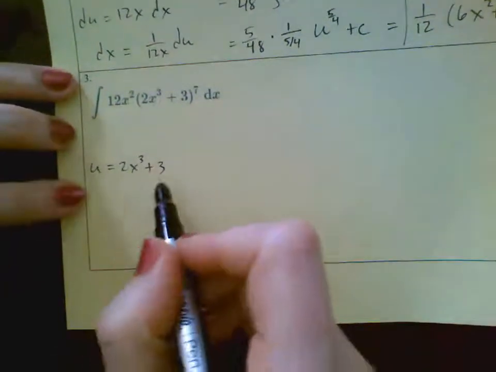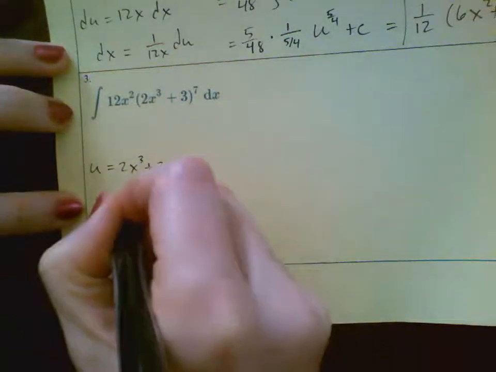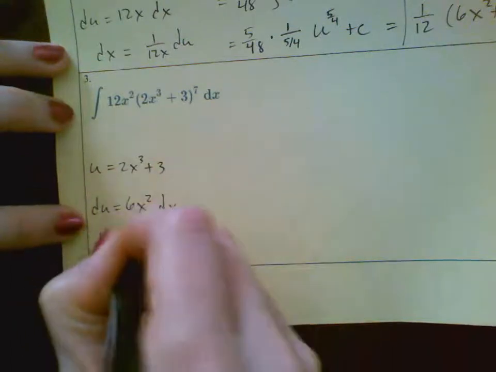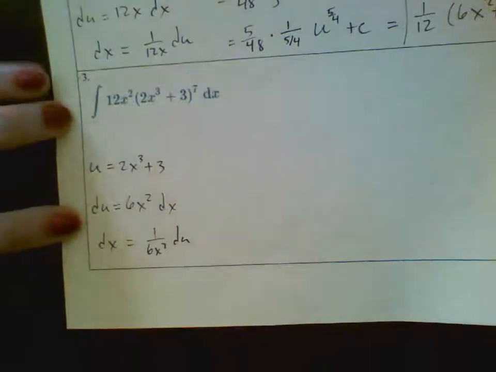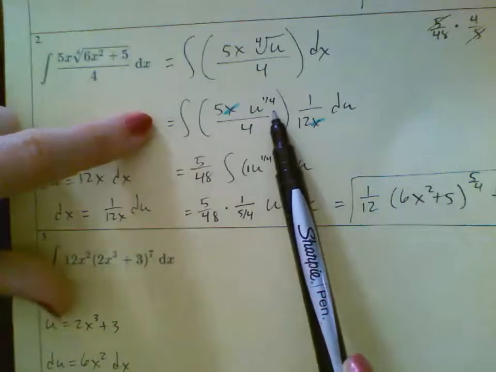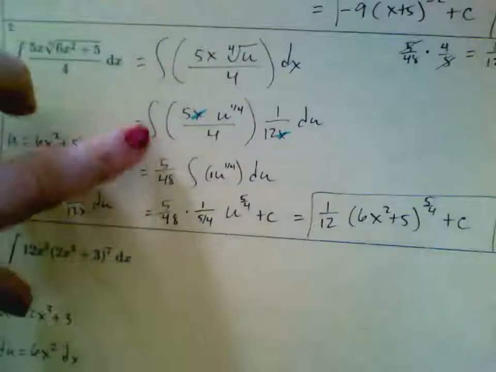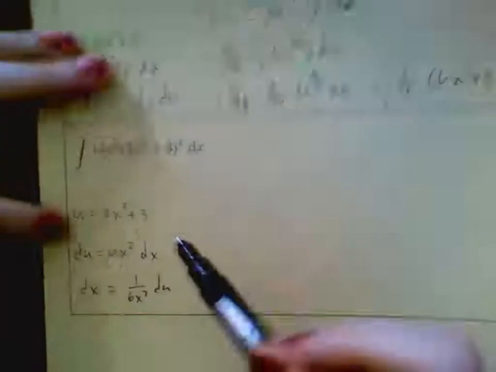Okay, and then right away, so I've identified the u, so right away I can go du equals 6x squared dx. dx is 1 over 6x squared du. So you can do the substitution all at once. Like before I was putting the u in, and then I was putting the du in, and that just is extra writing. Okay, so I'm going to put the u and the du in at the same time.